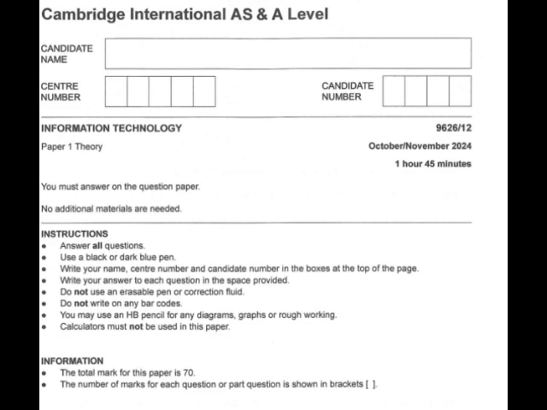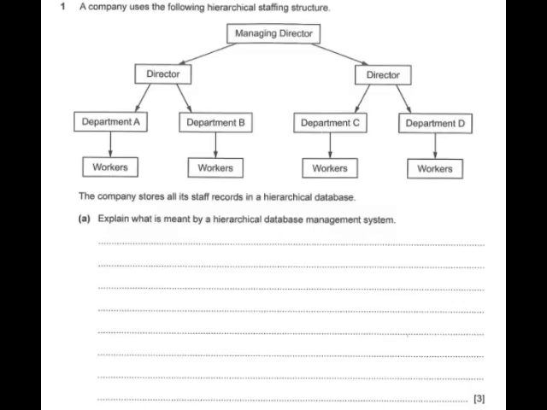Today, we embark on an exciting challenge, tackling the AS Level Theory Paper 1 from the Cambridge Information Technology October-November 2024 series. Let's dive in and conquer it together. Question 1A. Explain what is meant by a hierarchical database management system.